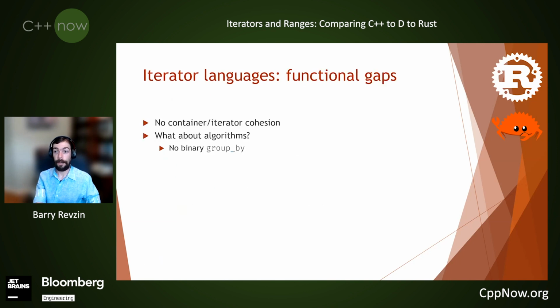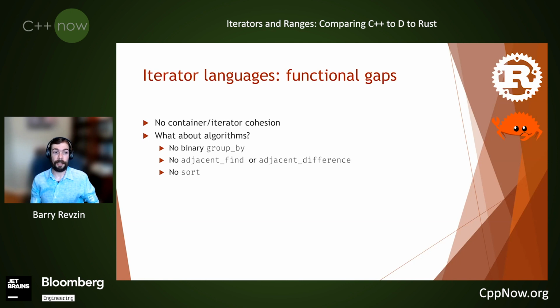So that's why in these languages, you don't see binary group by. In Rust and Python, you will only see unary group by, which avoids this problem. But that's not the only algorithm that we're missing. We don't have adjacent difference or adjacent transform. Those are for the same kind of thing, right? The only way that we could possibly provide this algorithm is by copying every element in the range, which is expensive. We don't have sort.